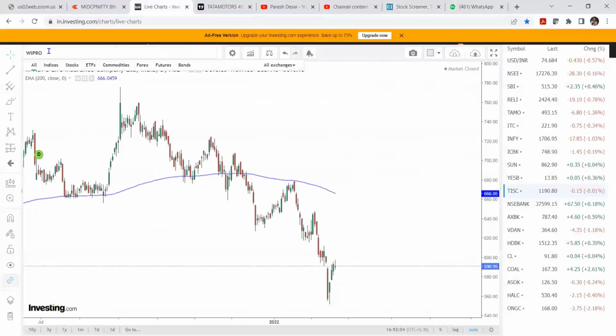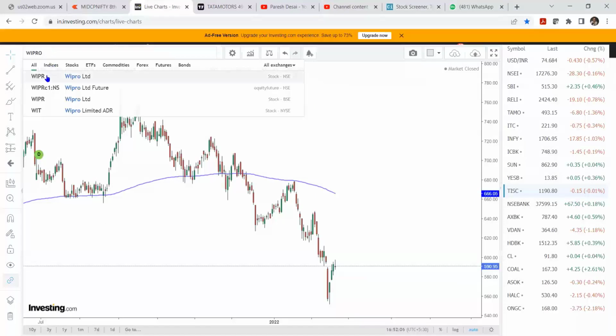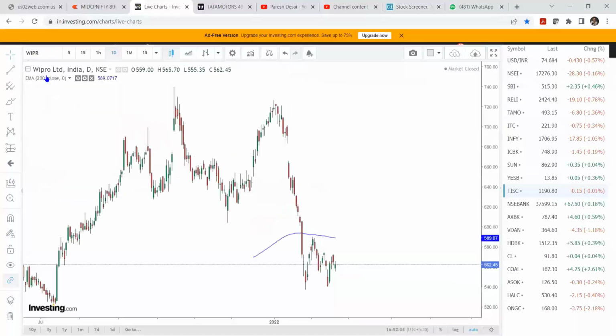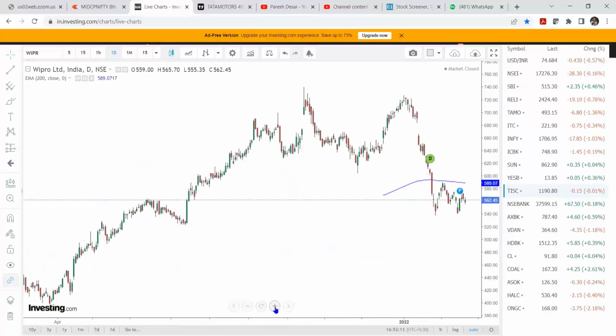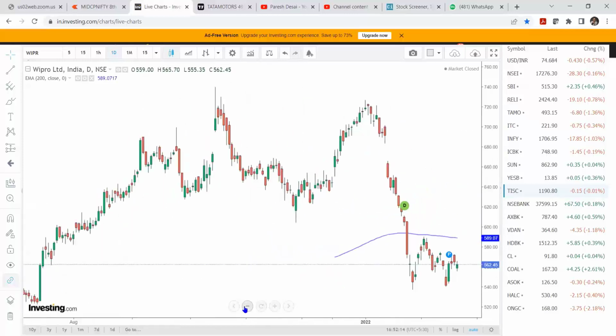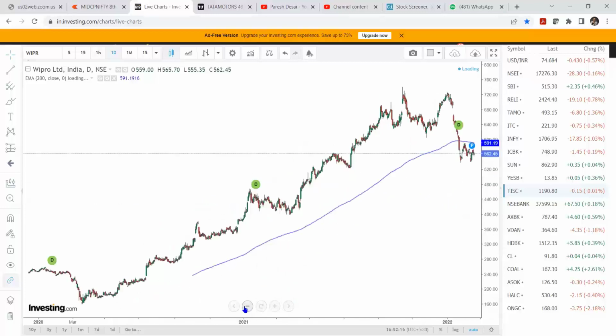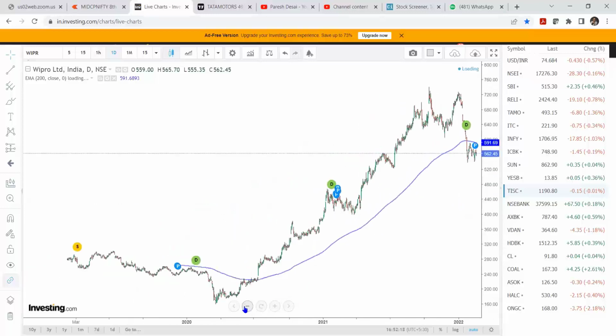What I showed you earlier was a list of all the stocks which are below the 200-day moving average. So if we look at the Wipro stock, Wipro is obviously in the IT sector, and IT is one of the leaders. And if I find here, when was the last time Wipro had come below the 200-day moving average? It was in June 2020.